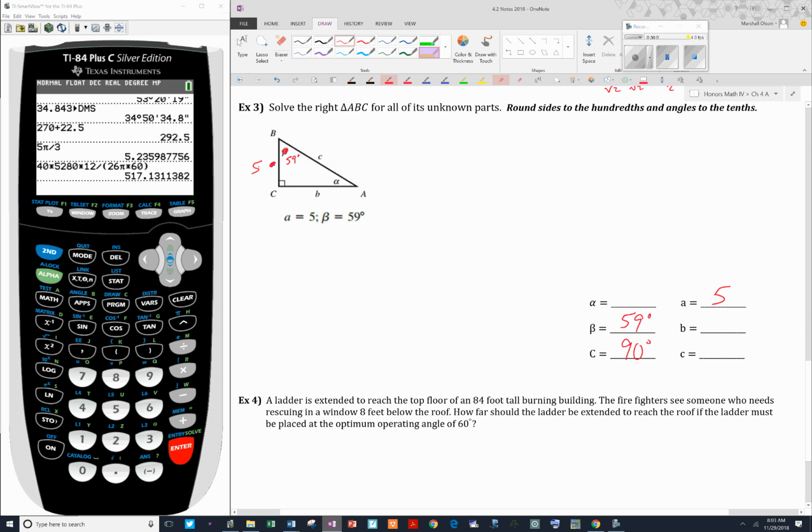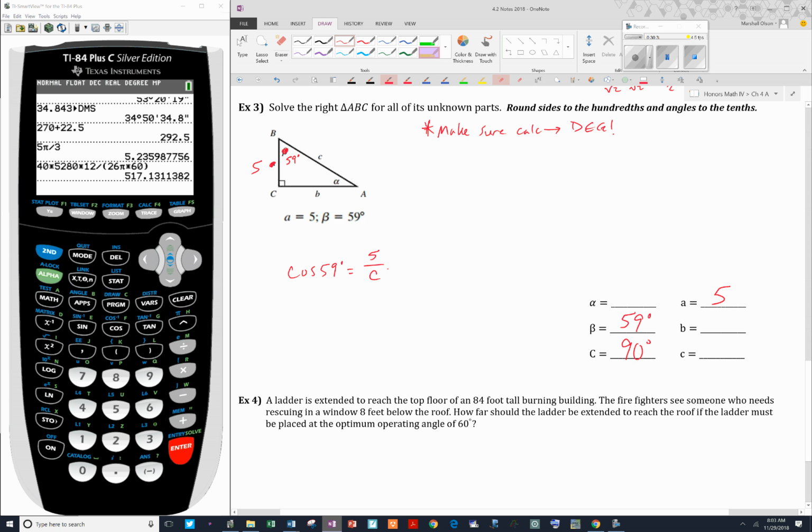Now, a couple of rules. Two rules here. Make sure, well, this isn't a rule, this is a common sense thing. Make sure your calc is in degrees. Because that's what we're dealing with here. Okay? And then my other rule, and I'm not going to write it because I think you guys used this one from last year, don't use values you've calculated if you can help it. So what I mean is, we can use the cosine of 59 degrees to help us find C.